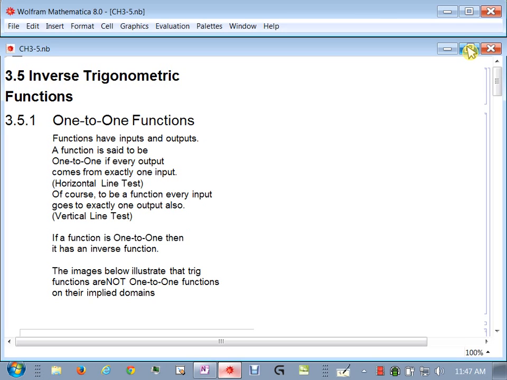Uh-oh. That's just dialing right there in your pocket like that? Weird. Well, that's all right.